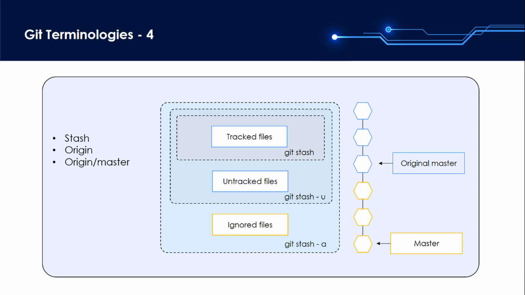They can be unmodified, modified, or staged. Then we have Git ignore, which contains information of all the files that we would like to ignore in the commit. Finally, we have origin/master, which represents a remote repository and the master branch of the remote repository.